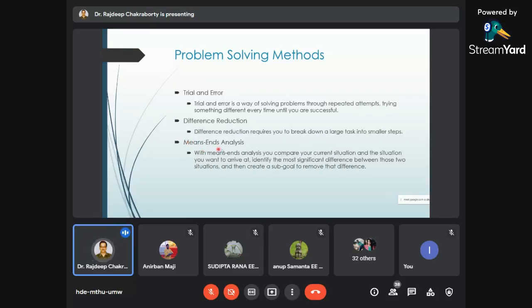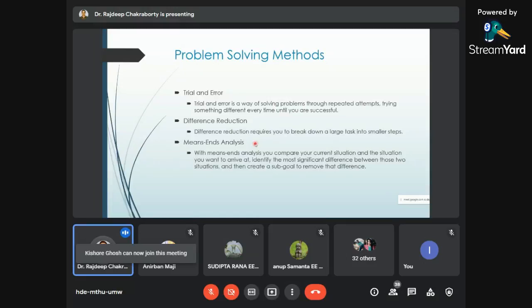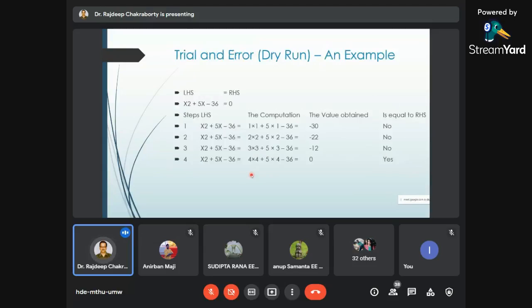And finally, means-ends analysis. Means-ends analysis is a type of problem solving in which you solve the problem in a goal-oriented or sub-goal-oriented way. If you know about AI or machine learning, they all follow this means-ends analysis type of problem solving. Okay, so let us come to the examples.